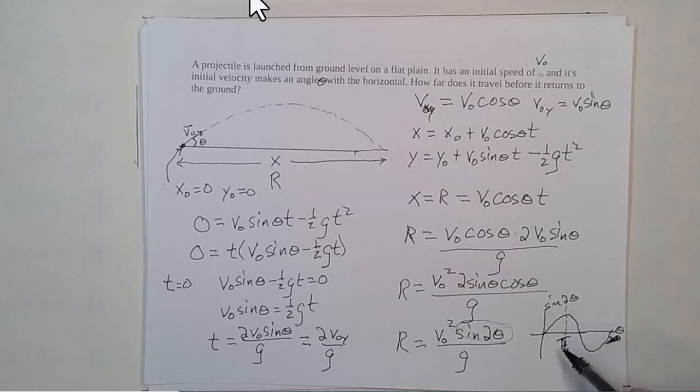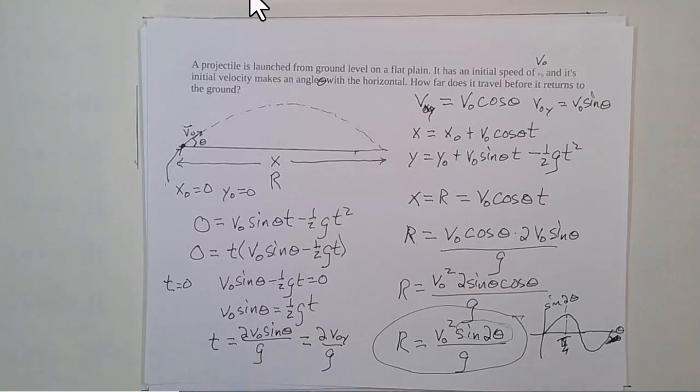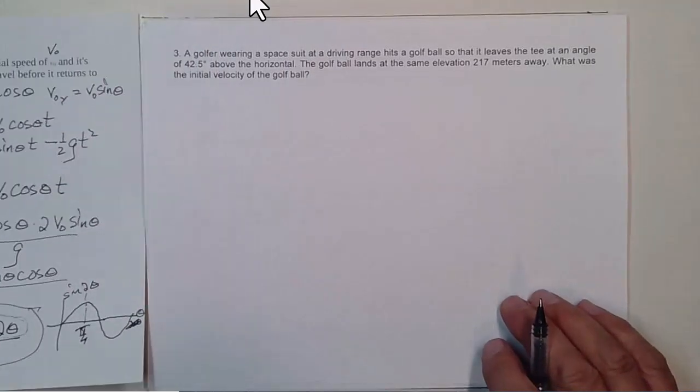Okay. Pi over 4 is 45 degrees. That means launching a projectile at 45 degrees is how you can maximize the range, as long as you ignore air resistance. But this formula will be useful in solving the golfer problem. So let's have a look at that.